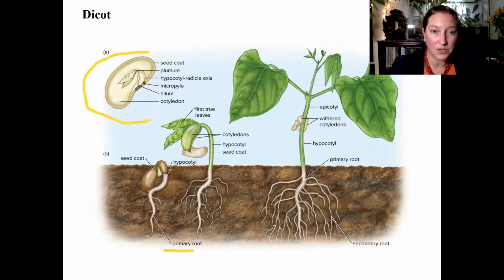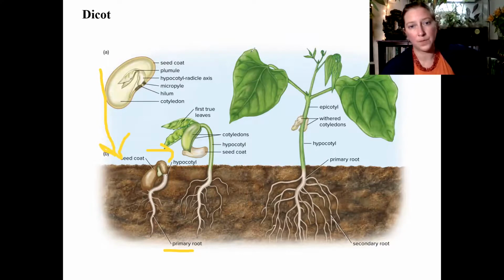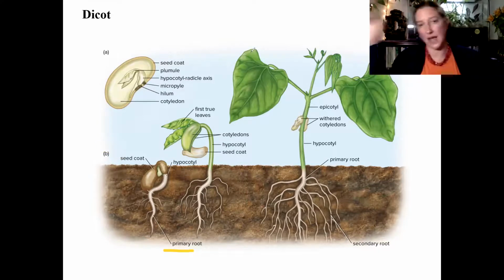This is nice because it shows you all of the parts of the seed in one place. So this goes in this order, right? A goes to B, B goes to C, etc. Or I guess there isn't a C, but yeah, it goes in that direction.